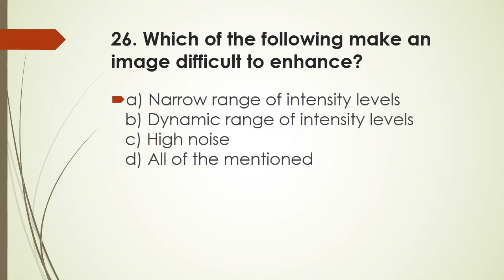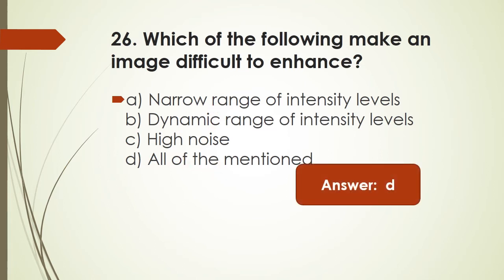Next question, which of the following make an image difficult to enhance? So four options are given. Option A, narrow range of intensity level. Option B, dynamic range of intensity level. Option C, high noise. Option D, all of the above mentioned. The correct answer is all of the above mentioned. Option D is the right answer.